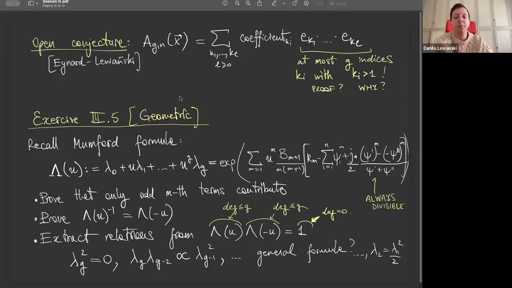Then the next exercise that we propose is this exercise 3.5. That is quite a geometric exercise, and basically this exercise is a good excuse to show this beautiful formula due to Mumford that we actually mentioned several times, but we never really showed it in detail.